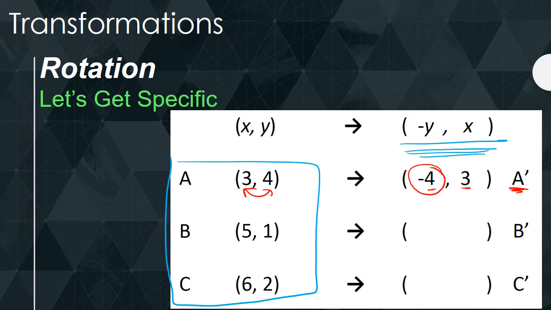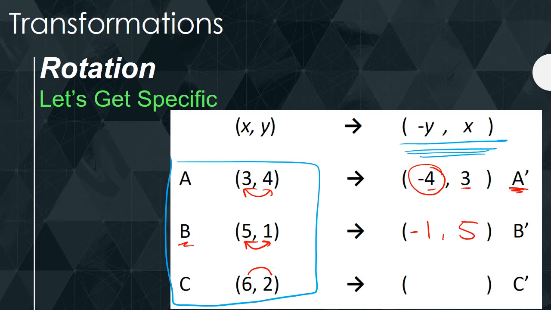Let's go ahead and try that same pattern for point B here. Let's flip 5 and 1. So now we have 1 and 5 for B prime, and our new X coordinate becomes the opposite.